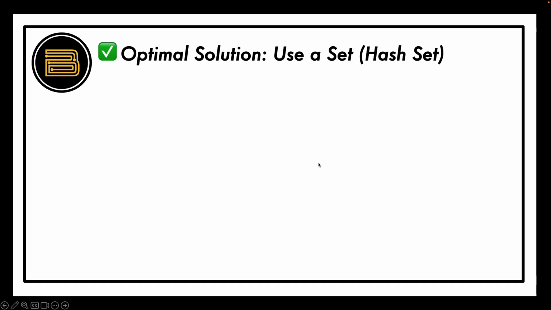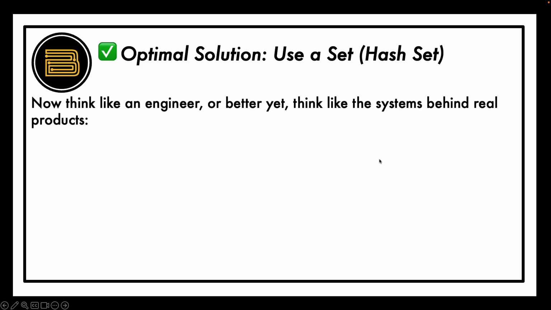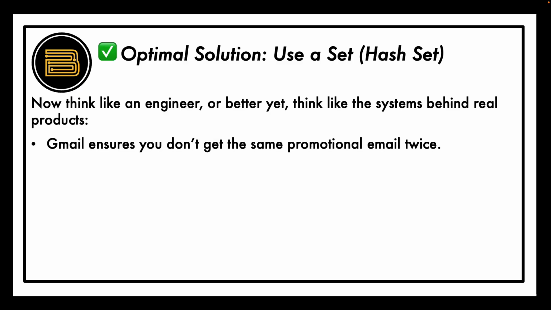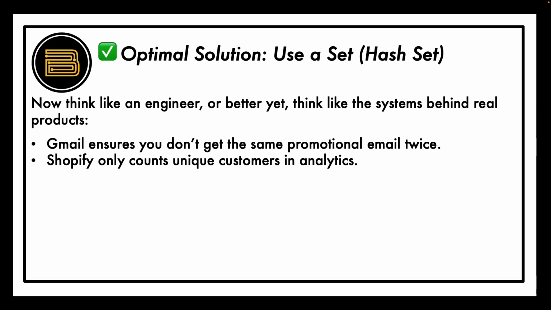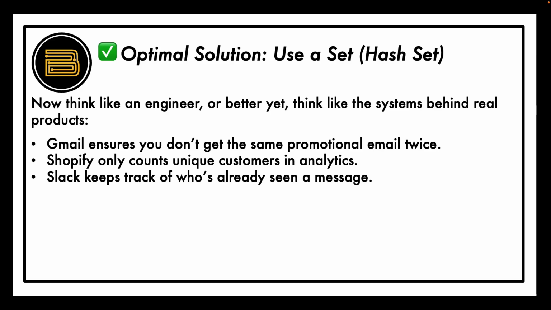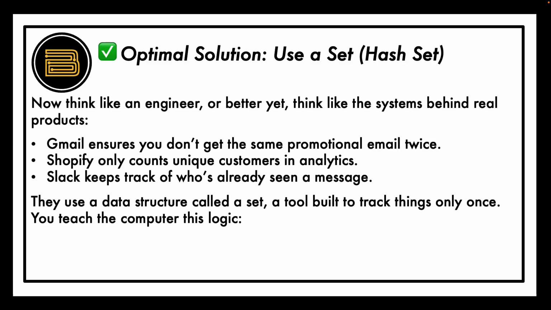So now that we understand the brute force approach, let's go ahead and take a look at the optimal solution, which is to use a set or a hash set. So think like an engineer and think like the systems behind real products. Because Gmail ensures you don't get the same promotional email twice. Shopify only counts unique customers in analytics. Slack keeps track of who's already seen a message. So they use a data structure called a set, a tool built to track things only once. And you teach the computer this logic.